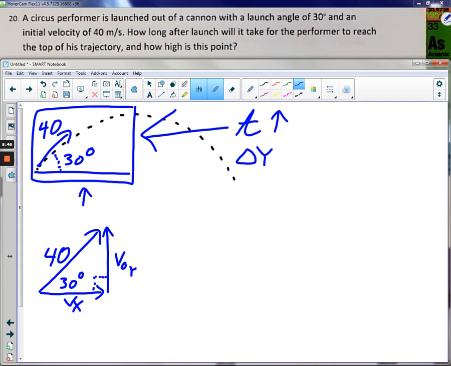So describe what's happening to him in the x. Once he is shot, does his velocity in the horizontal change? It does not, right? What about his velocity in the vertical? As he goes up, what happens? Yeah, gravity pulls him down. So he is being accelerated which direction? Downward, right? So we know that his acceleration is going to be negative 9.8 meters per second squared.